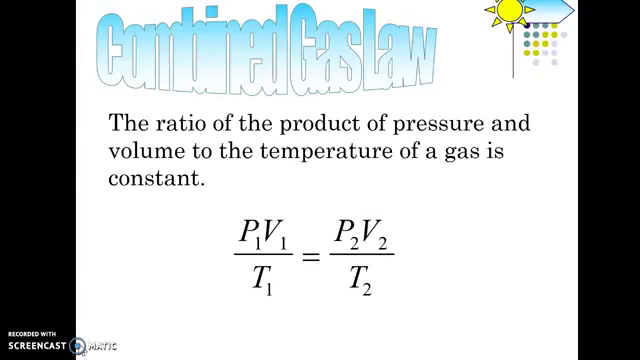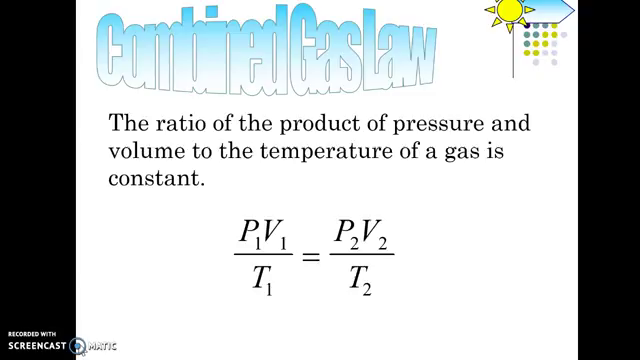Now moving on to combined gas law. The combined gas law is also on your reference sheet. You don't need to memorize it. You just have to recognize when you're going to use it based on your givens. And this says that the ratio of a product of pressure and volume to the temperature of a gas is constant. So we can again do this at 2 different times, time interval T1 and T2.